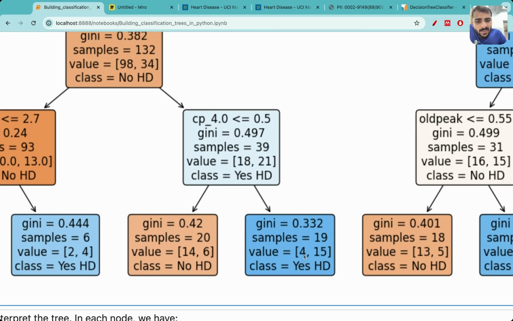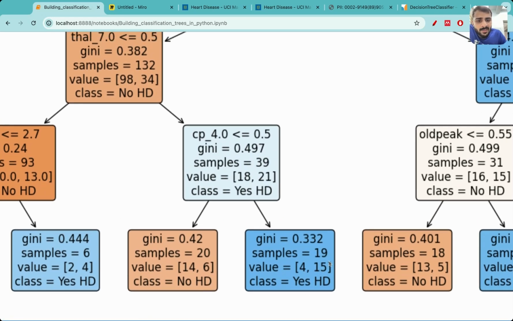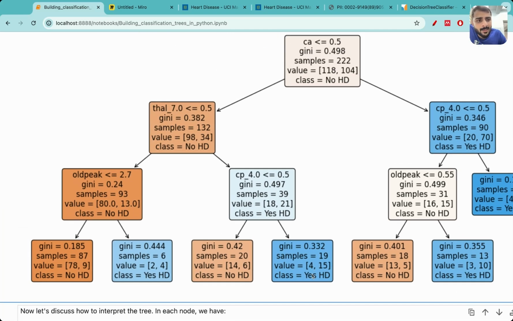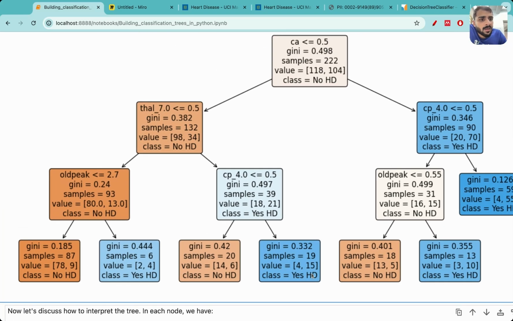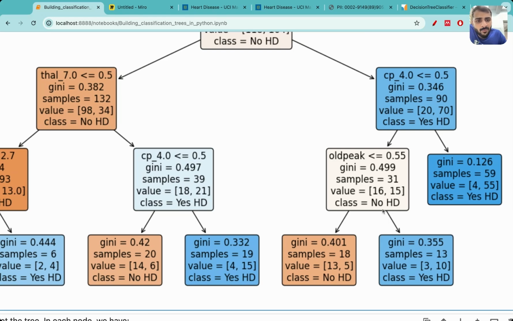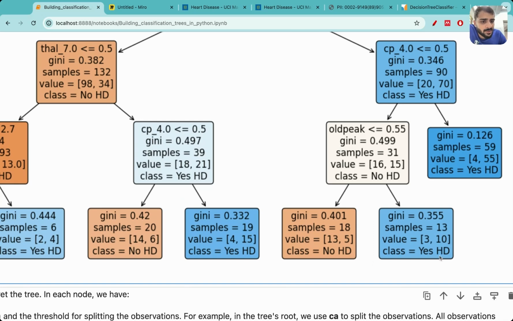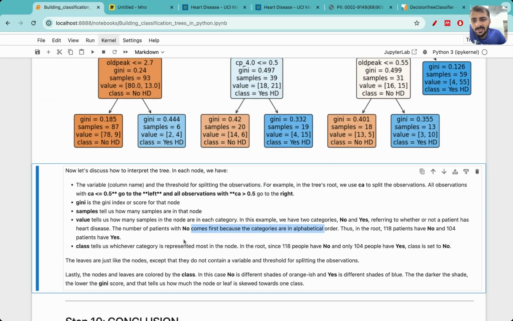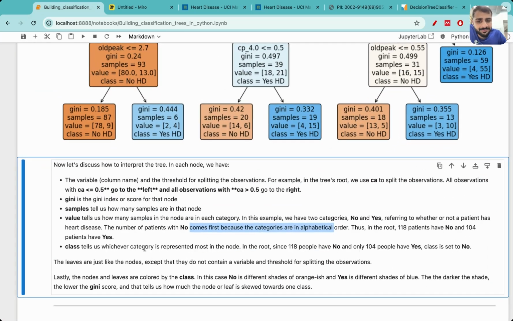So if you see this one, 4 and 15, it means that 15 do have heart disease and 4 do not. Always the higher value here corresponds to the class name. Here the class name is no heart disease, and the higher value is 16, which means 16 people have no heart disease. Here the class name is yes heart disease and the higher value is 10, which means 10 people have heart disease. This is how to evaluate the value.